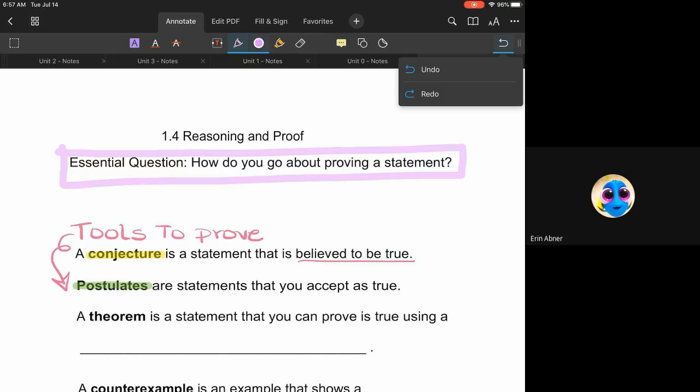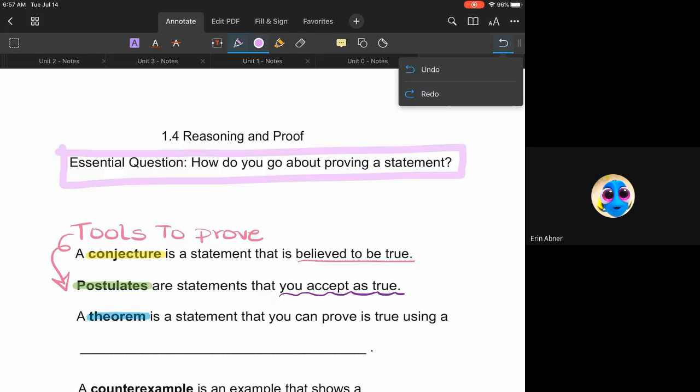On the other hand, a postulate, or postulates, are statements that you accept as true. You just know that somebody else did the work and they've proven it, so you're just going to take that as what's true. These are normally your rules in geometry, usually postulates.